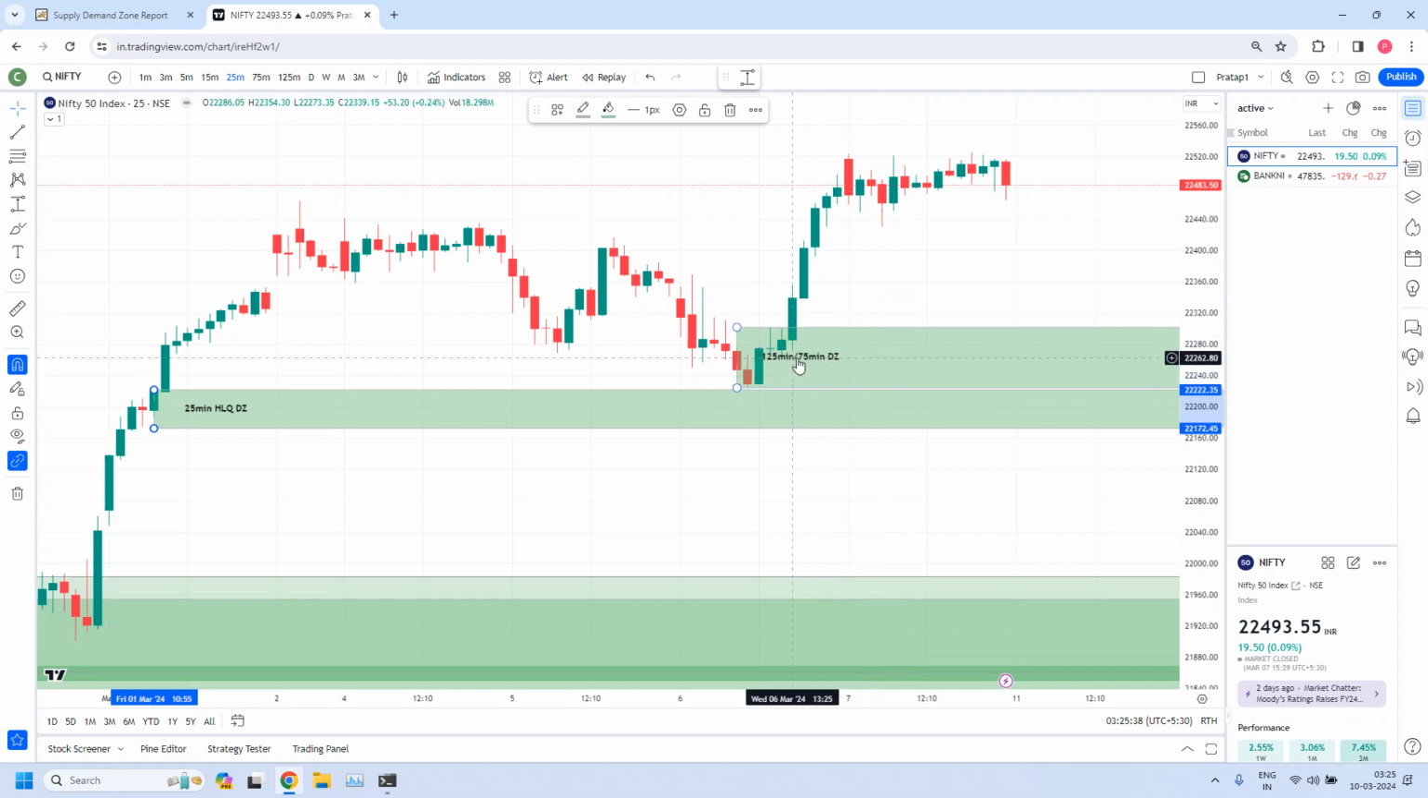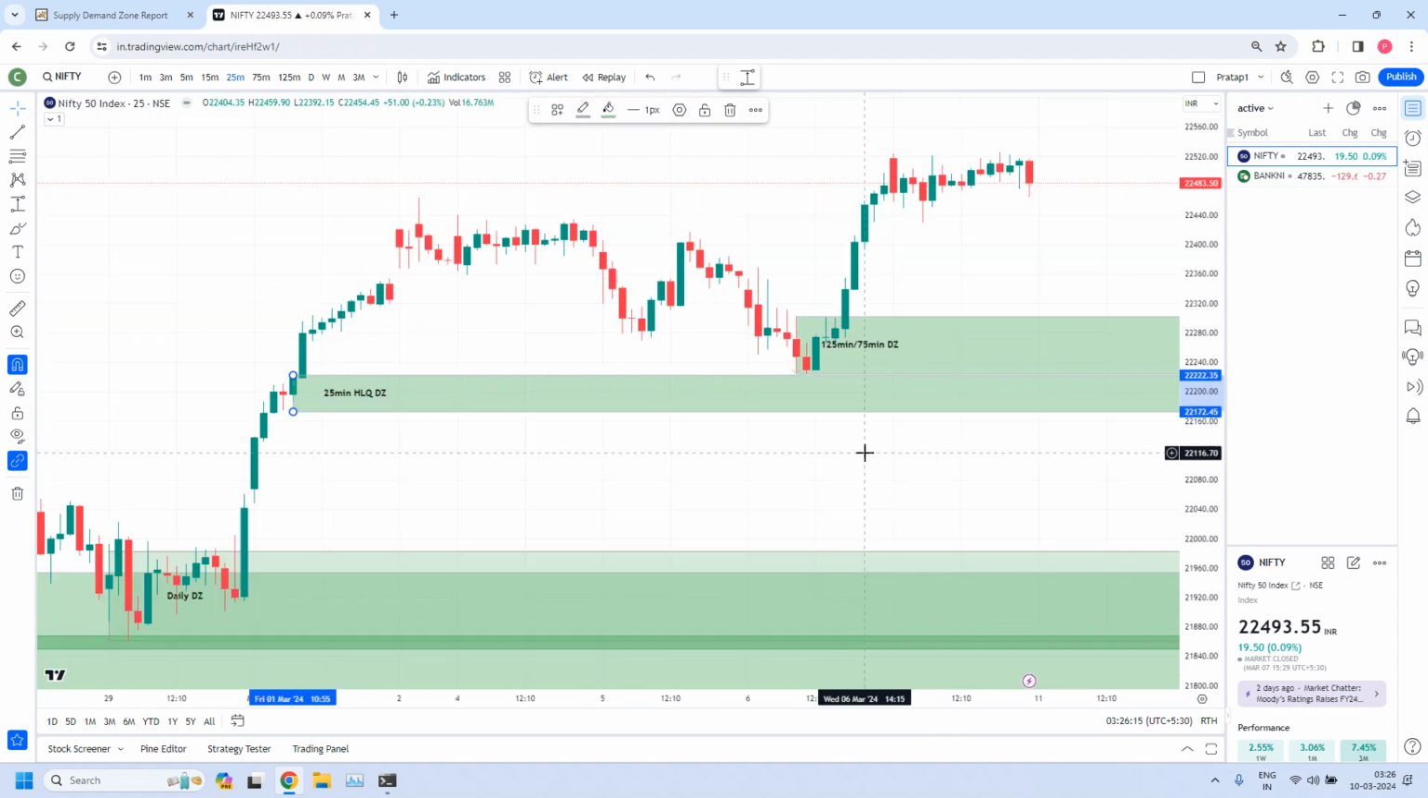If any 125 minutes demand zone trader wants to take a trade in this zone, they have to keep a stop loss below the 25 minutes high liquidity demand zone, not under the 75 minutes demand zone. If the risk is permitted, then they have to plan the trade. If the risk is very high, you have to go for position sizing. But you cannot exit. If you exit from the 125 minutes demand zone, you will be trapped inside this 25 minutes high liquidity demand zone.